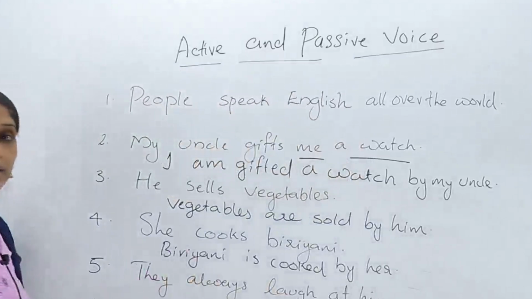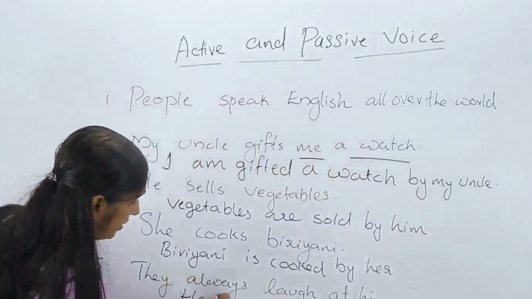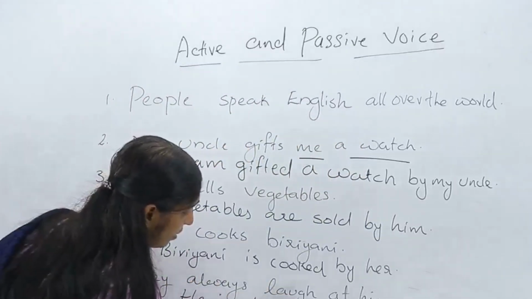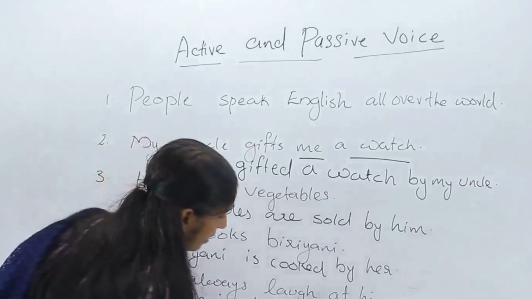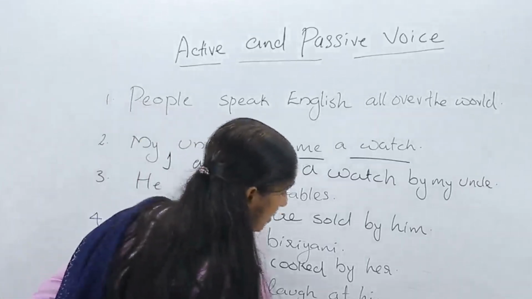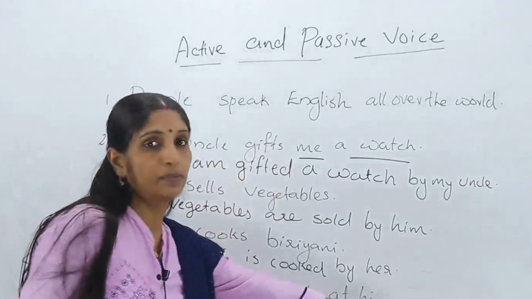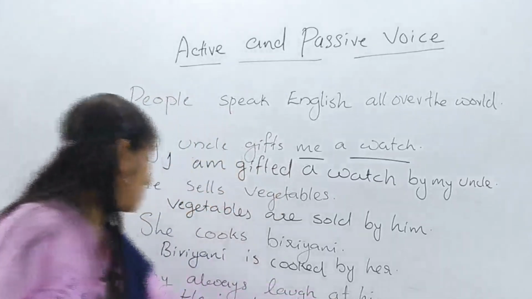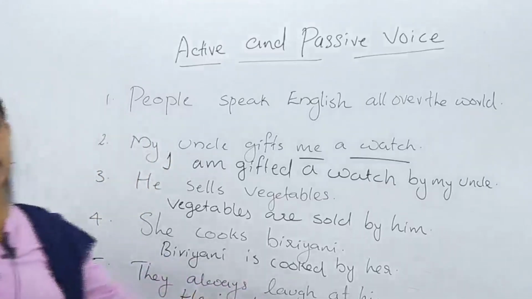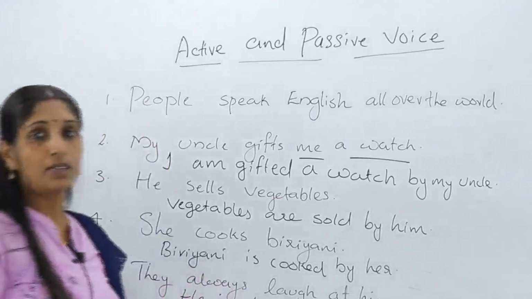Here, how do we write? Please tell me the answer. He is always laughed at by them. Okay, by them is not much important, so we can stop it up to here. He is always laughed at. Is it clear? Next, the last sentence, please look at.